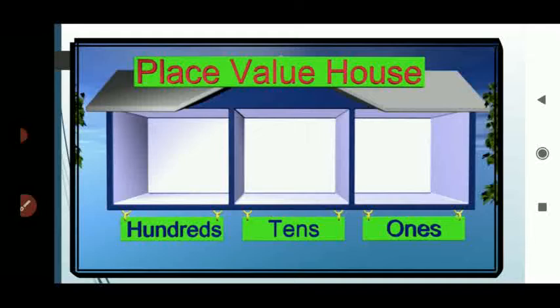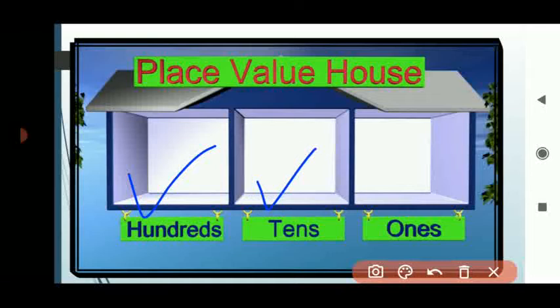Over here we have a big brother called hundreds, in the next room we have sister tens, and in the last room we have baby ones. Now, in the place value house we have one rule which we need to follow. You have to understand and remember this rule. In this place value house, only one digit can enter each room.